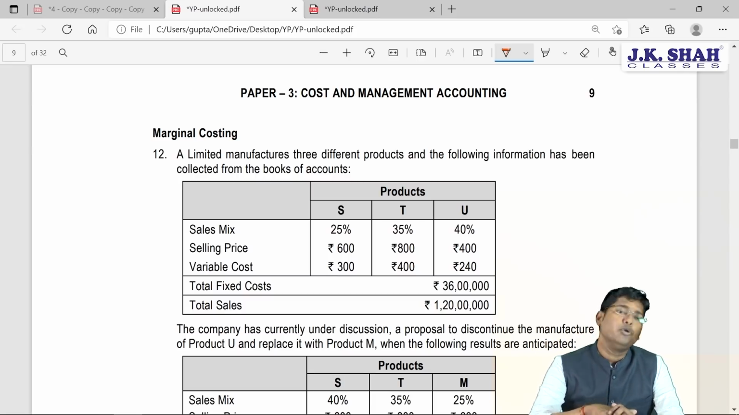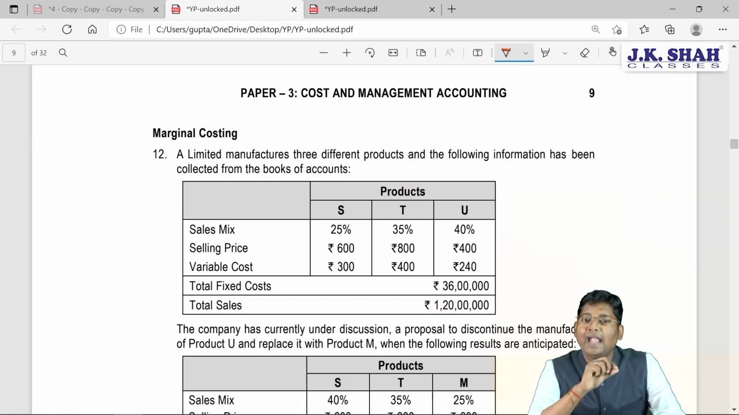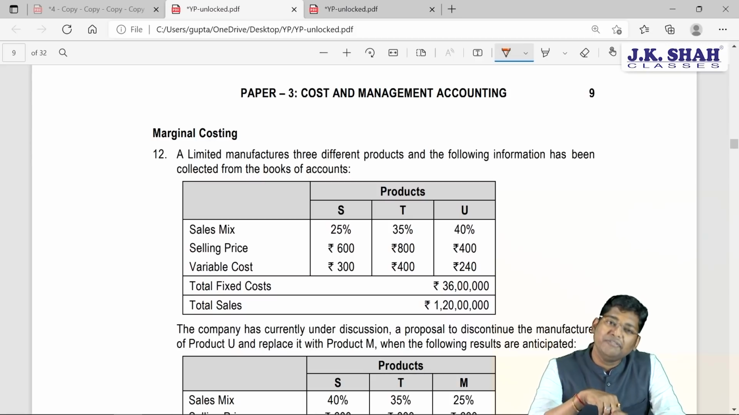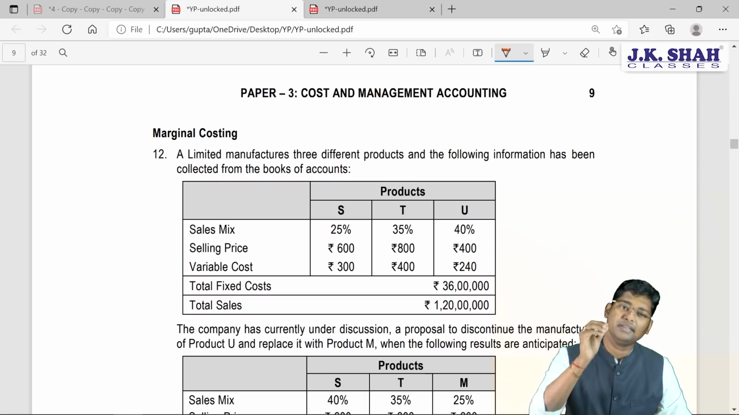To calculate desired sales of any of the company, you should have two different amounts available with you. First is the amount of fixed cost. Second one is the amount of desired profit. You should add them and you divide them by PVR, profit volume ratio. You can get your desired sales. Entire chapter revolves around only and only this particular concept.